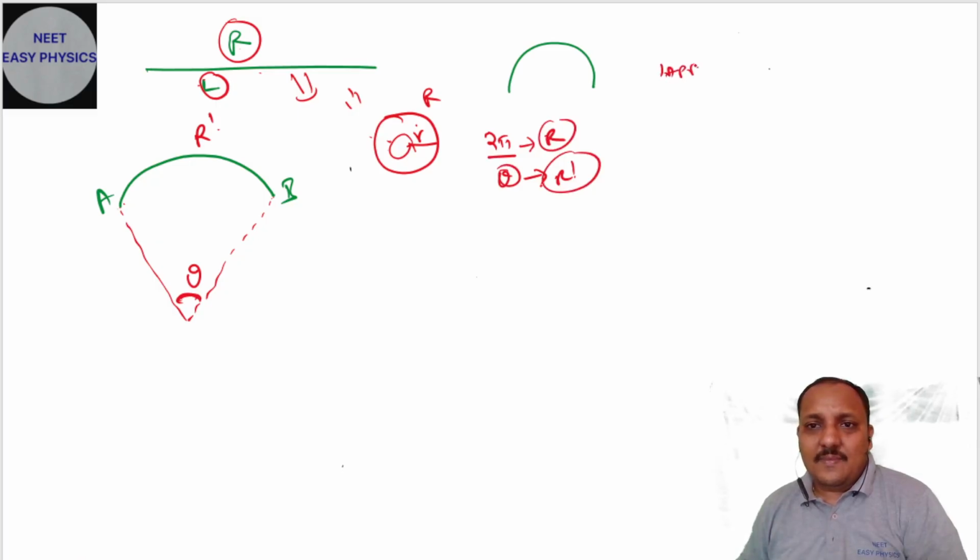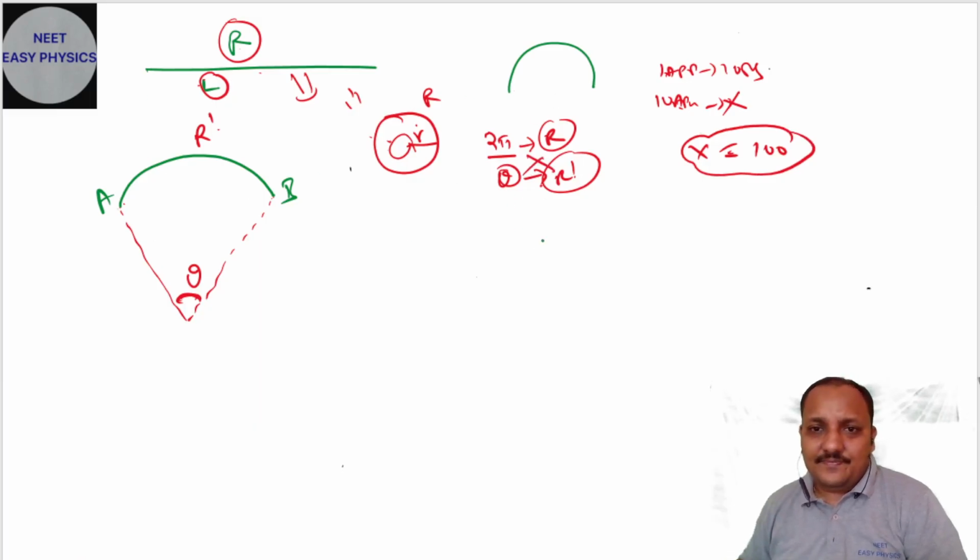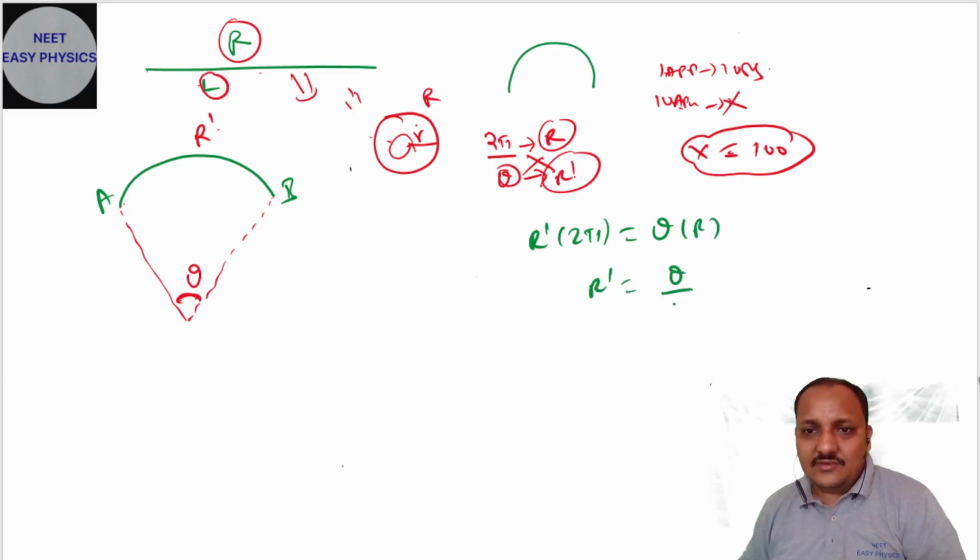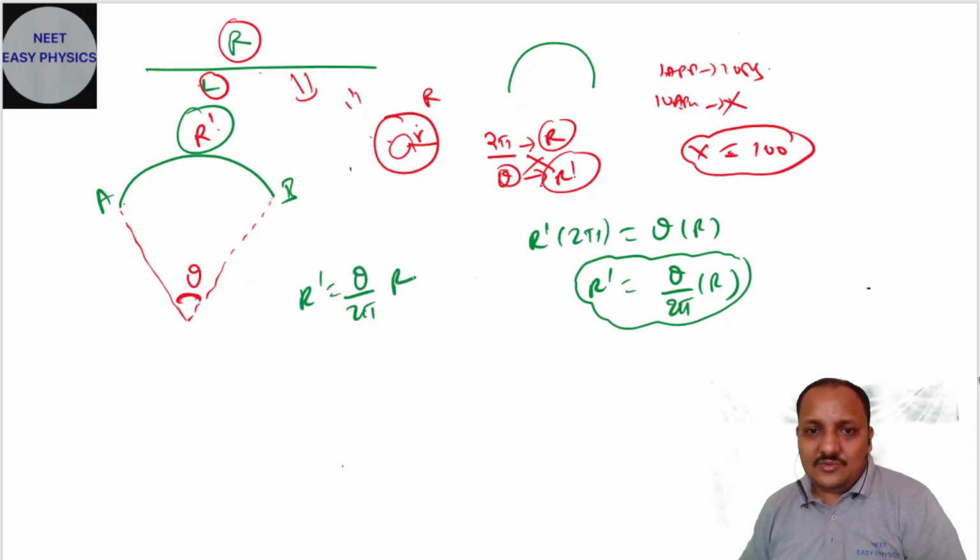1 apple, 10 rupees. 10 apples, how much? You can assume X. X into 1, X. 10 into 10, 100. Therefore, total 100 rupees. Therefore, you can cross multiply these two. R dash into 2 pi is equal to theta into R. So, R dash is equal to theta by 2 pi into R. So, this is the resistance.